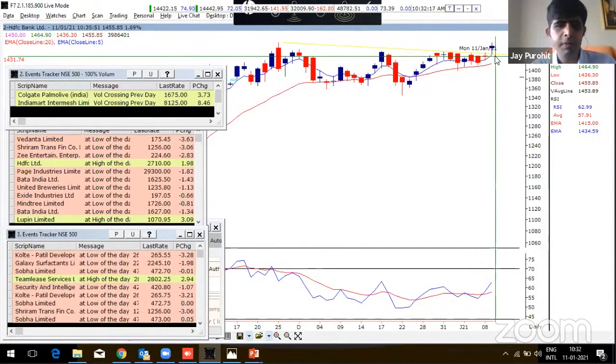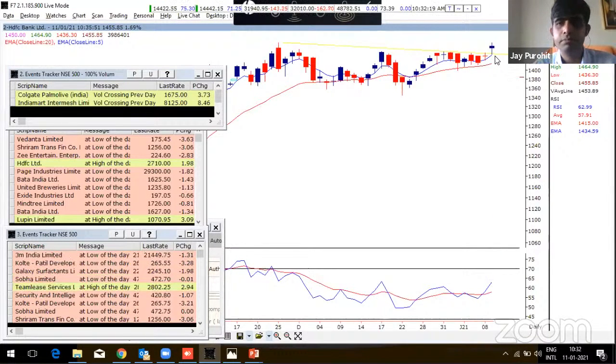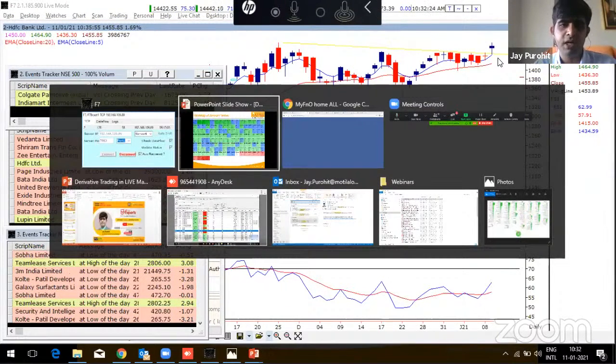So here the breakout is coming, plus the open interest also suggests that the short covering move should start now.